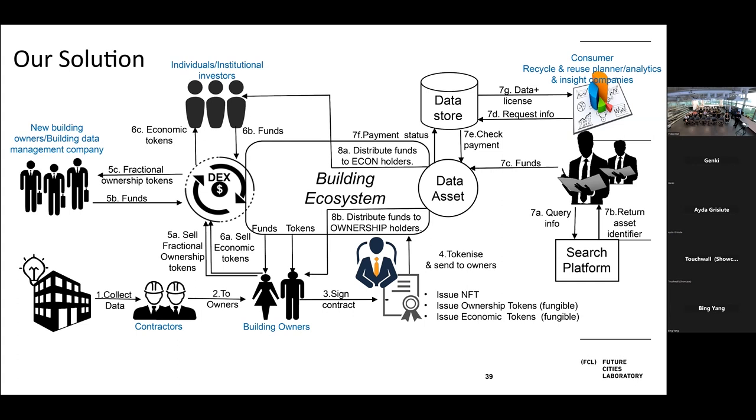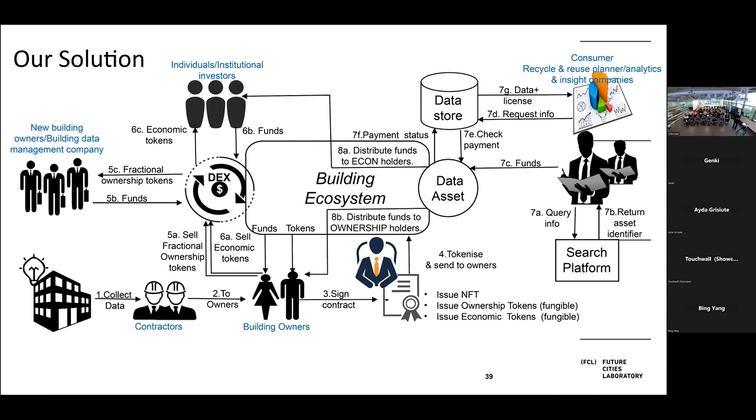So this is the whole picture of the solution. The whole idea is that as a consumer, you're able to pay for this information, and there's an incentive for the building owner to make this information available. And then we have a system of tokens and a decentralized exchange to coordinate the activities and to buy and sell these tokens so that the ecosystem is functional and sustainable.